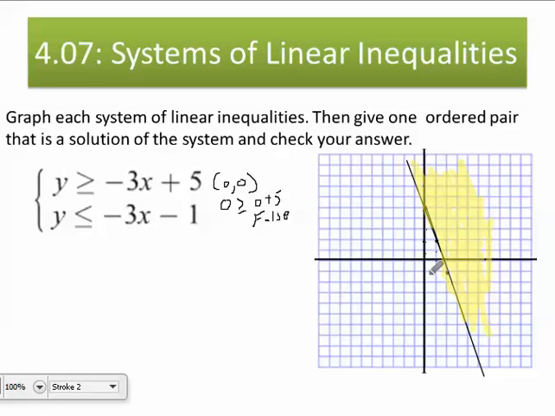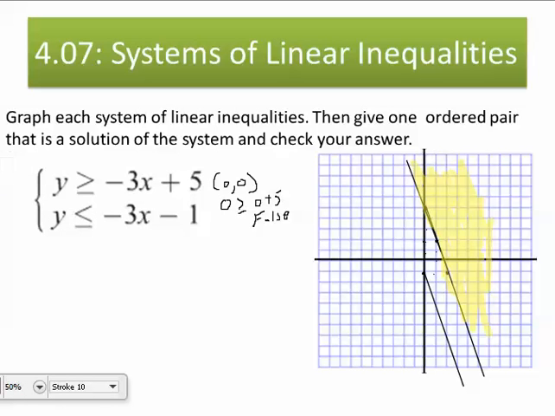It goes through -1, that's going to be right here. It has a slope of -3. Guess what? That's the same slope, isn't it? So that means this line is going to be parallel to this other one. See how they're going to be parallel because it has a -3 slope as well? But we're looking at less than or equal to in this situation.